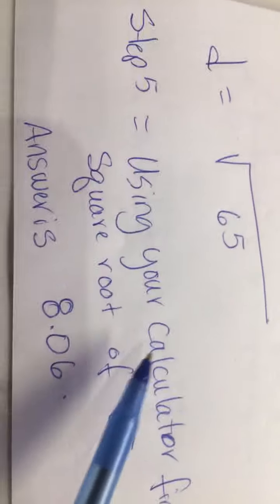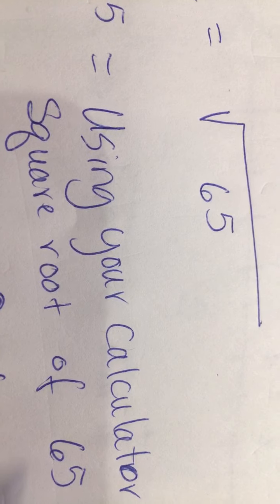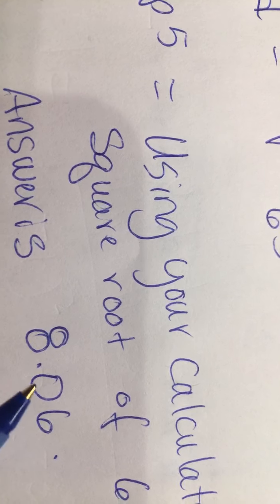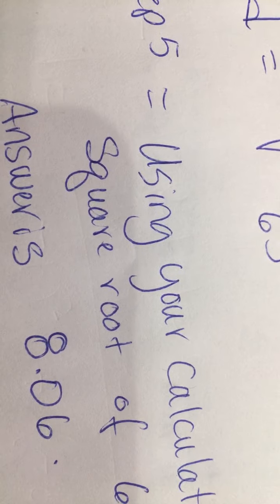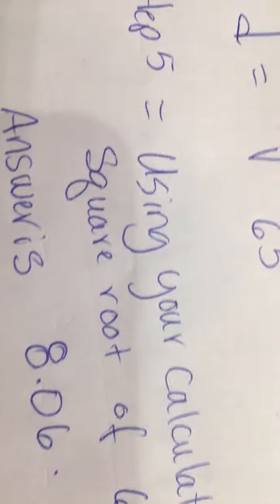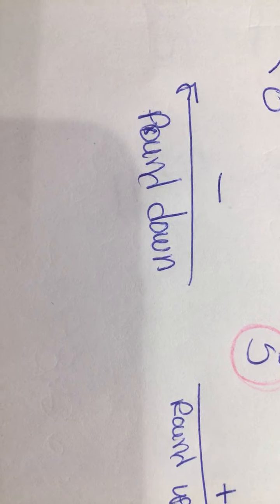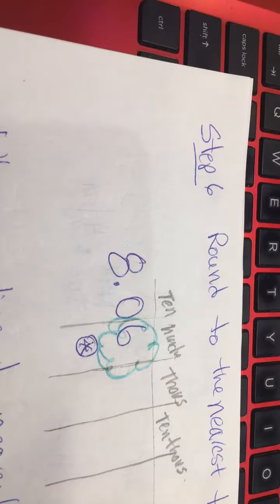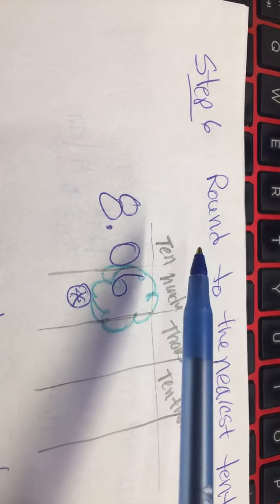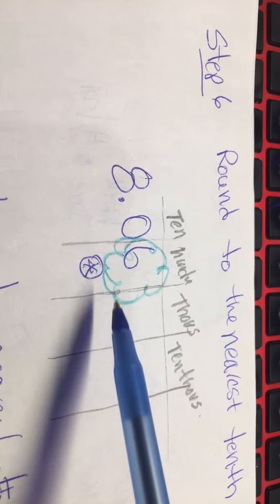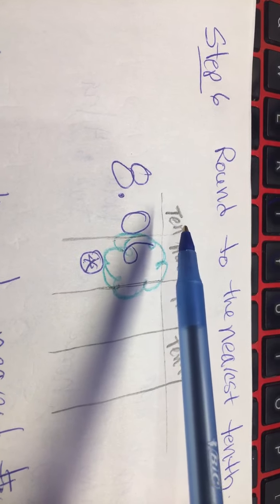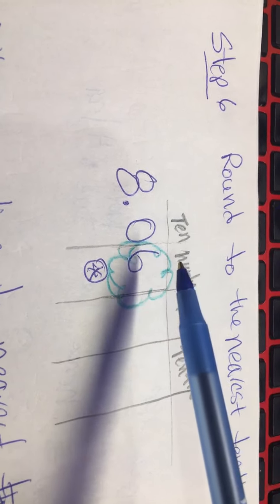So I'm going to use my calculator, and I'm going to put in the square root of 65, and I find that the answer is 8.06. Okay? I'm not done yet. That is not the correct answer. It is asking me to round it to the nearest tenth. Now remember, when we're rounding to the nearest tenth, we have to examine exactly where our numbers fall. And if you remember, we discussed this in class in February.